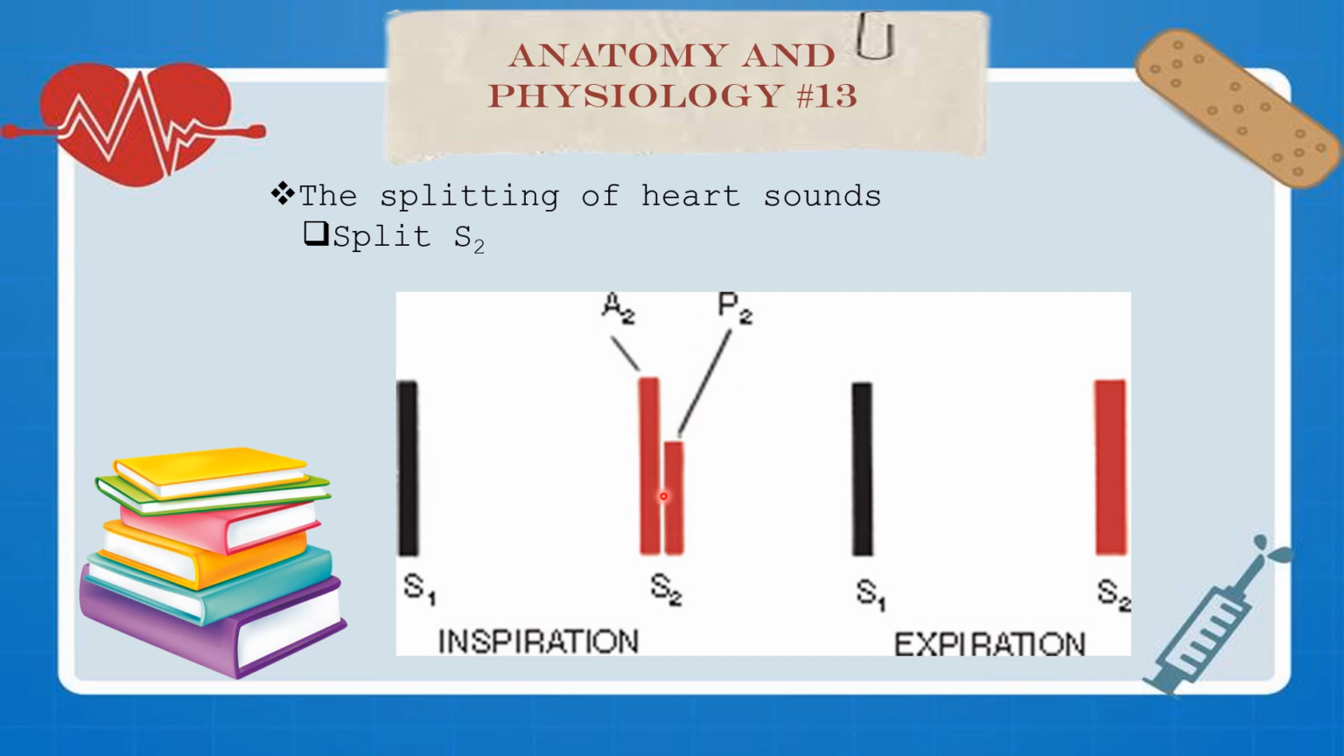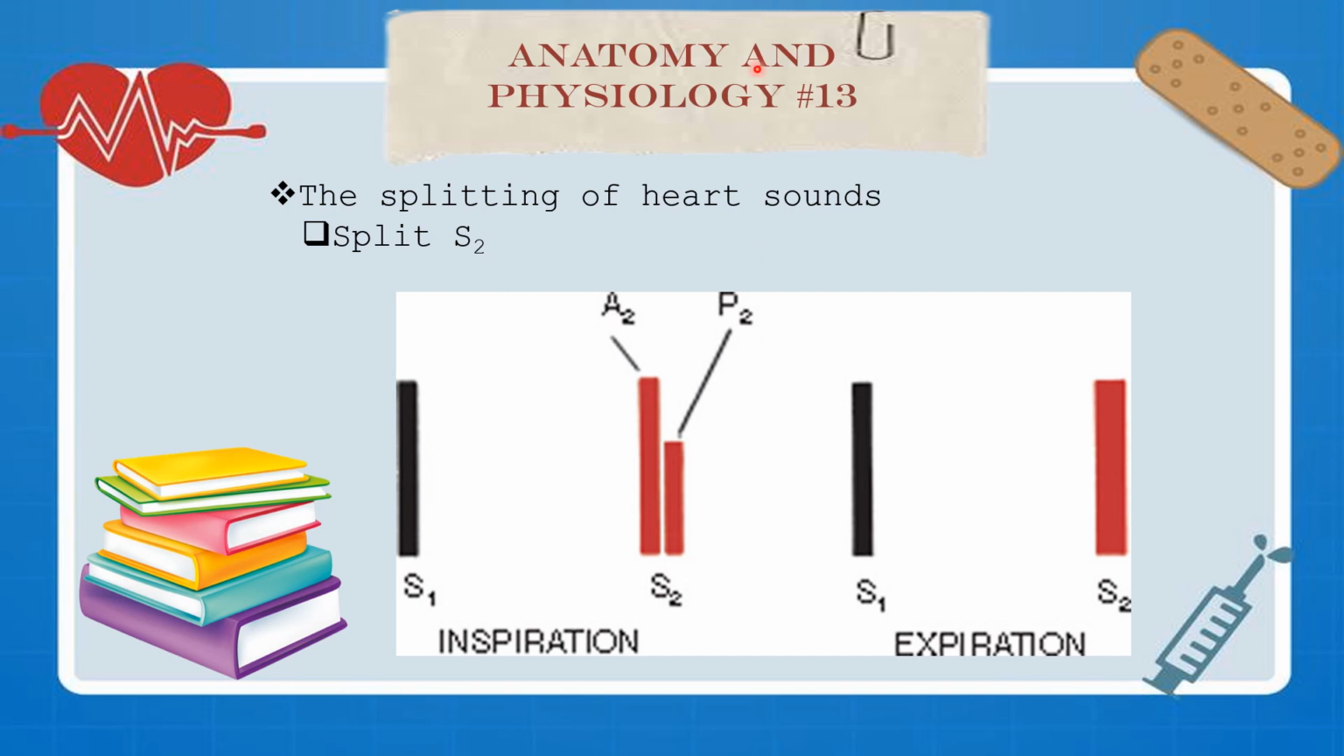Instead of a single heart sound, there are two discernible sounds that may be heard. The first from the left-sided aortic valve closure, or the A2, and the second from the right-sided closure of the pulmonic valve, or the P2. So S2 and its components, the A2 and the P2, are caused by the closure of the aortic and the pulmonary valves.